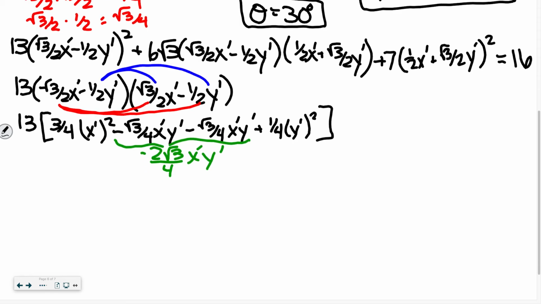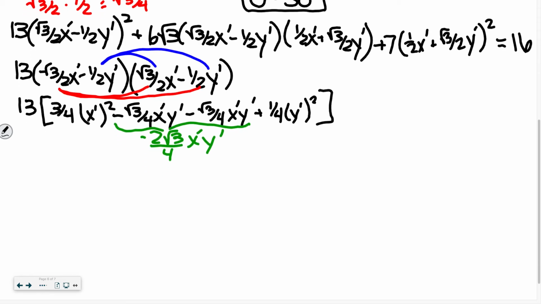Would you not simplify that? No, because in the end, I'm going to have x prime squared, x prime y prime, and y prime squared from this, and I'm going to have those 3 terms from this, and I want them to all have the same denominator, so I'm going to leave it as 4 until the end.